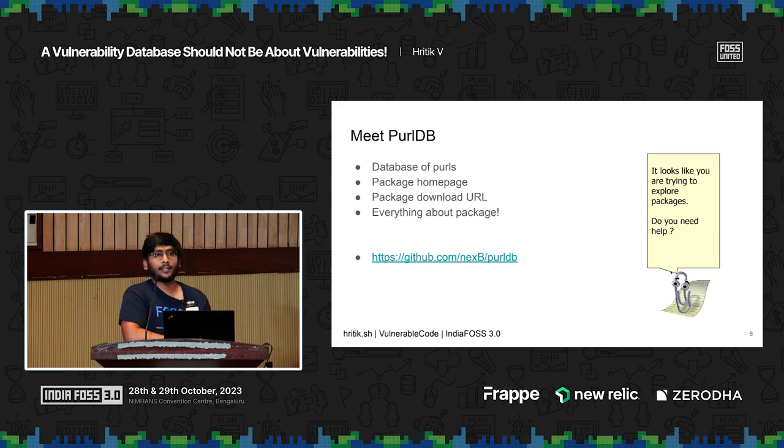We are maintaining a database of purls, and purl is package URL. This entire thing that we talked about was package URL. So now we have an entire hierarchy and entire dependency graph for every package. And it is partially work in progress, but right now it works at some levels. So you have everything about a package.